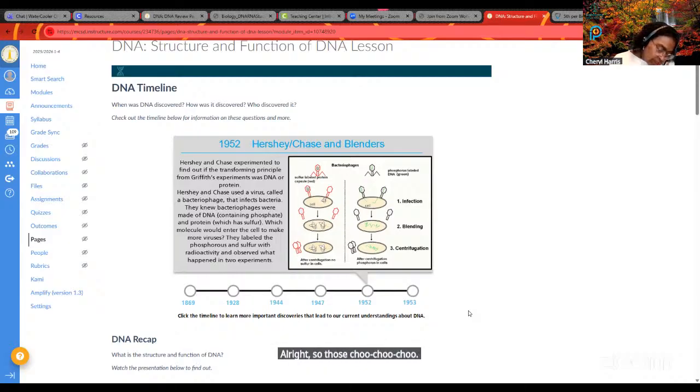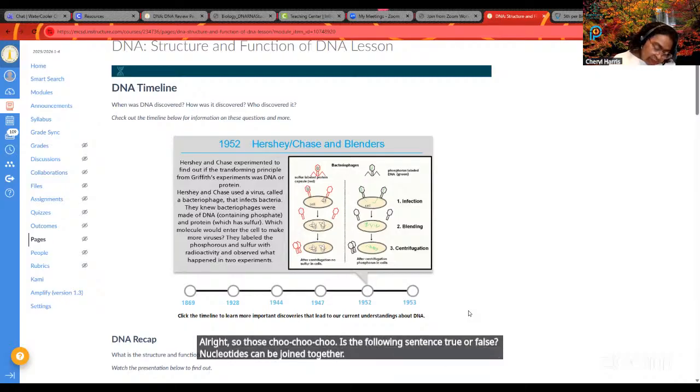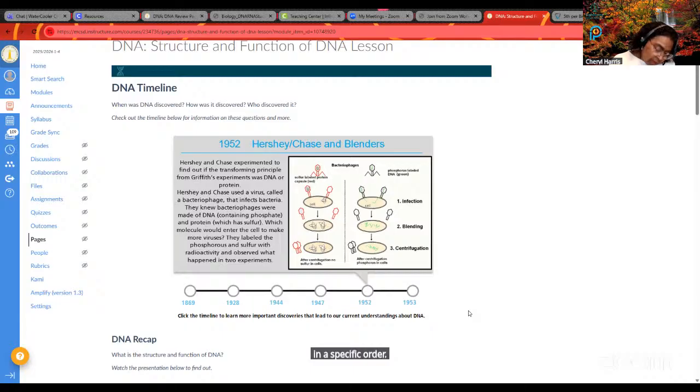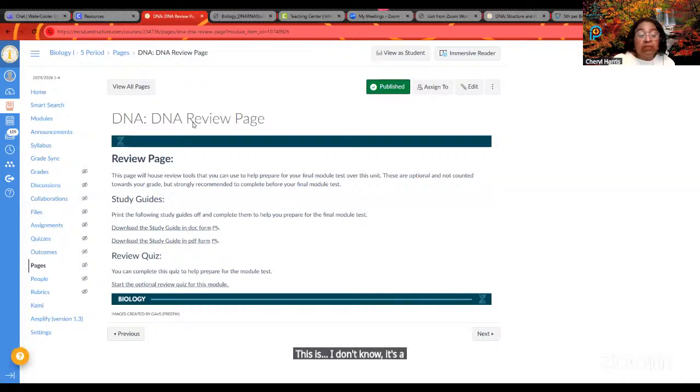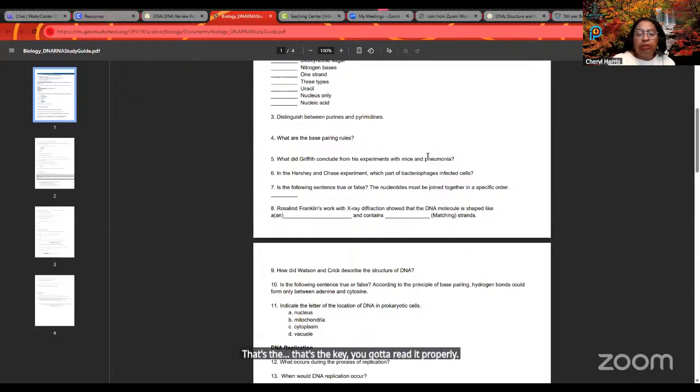All right, so those two. Is the following sentence true or false? Nucleotides must be joined together in a specific order. I don't like the way they asked that question, but it says, oh no, it said must. Okay, must. That's the key. You've got to read it properly. Nucleotides must. That's the key word there. That's wrong. That's going to be false.